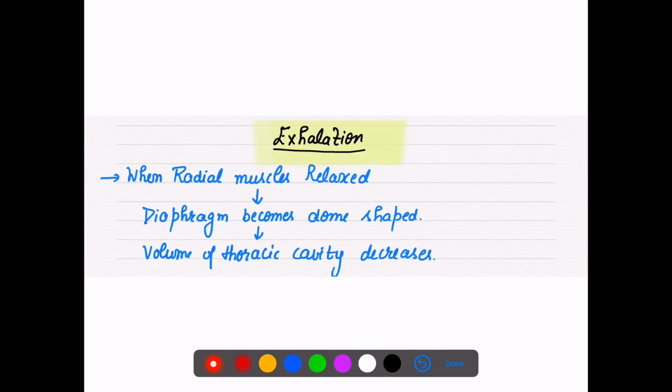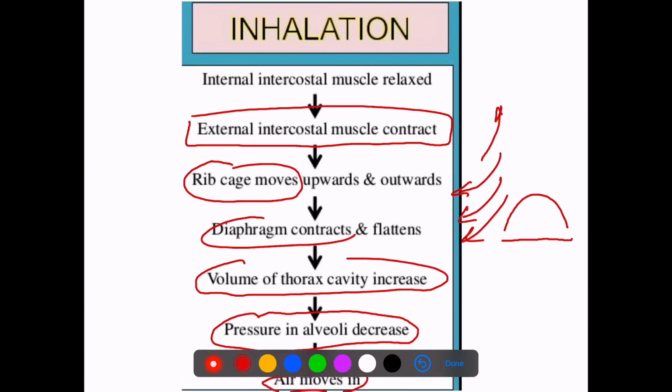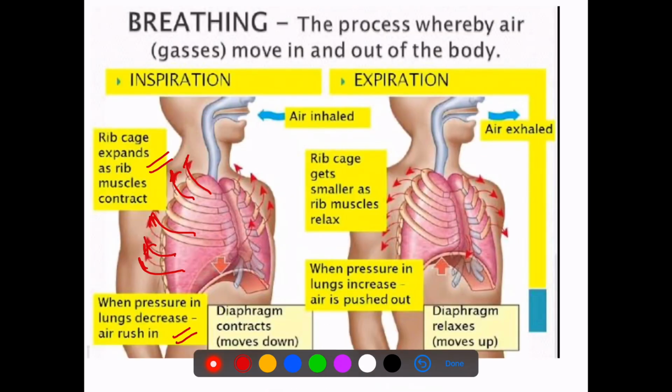Next, totally opposite to this, is exhalation. When the radial muscles are relaxed, the diaphragm in its relaxed position goes back to the dome position. Now will the volume increase or decrease? The volume will decrease. The diaphragm is relaxing, so volume is decreased. With the decrease in volume, pressure is increased, right?